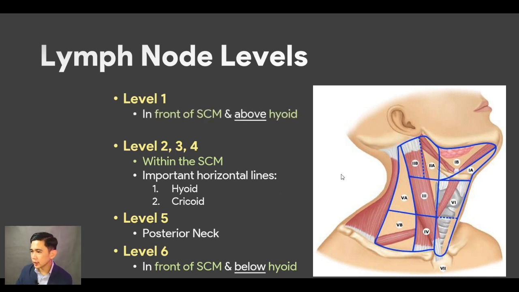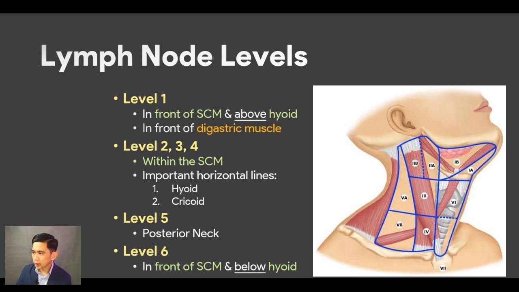Then level 1 is above the hyoid. Okay? In front of the SCM and above the hyoid, and in front of the digastric muscles. We already discussed digastric muscles earlier. So this is the digastric muscle. It's a suprahyoid muscle, and it has an anterior belly and posterior belly. Anything in front of any digastric muscle is level 1.